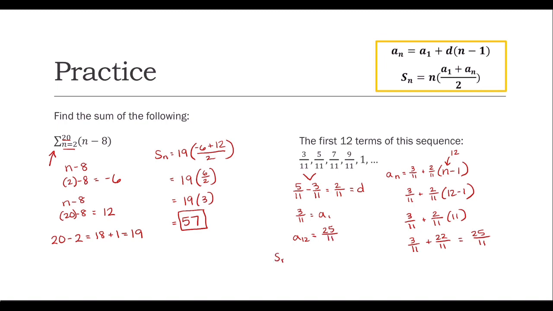To find the sum, S sub n, we have the number of terms, which is 12, times the first term, 3 over 11, plus the 12th term, 25 over 11, all over 2. So this equals 12 times 28 over 11 over 2. We'll simplify this 12 and the 2 to get a 6. So we have 6 times 28 over 11, and 6 times 28 is going to equal 168 over 11. So this would be your sum.